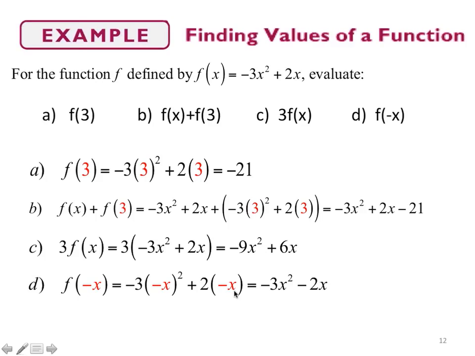Now we need to make this look a little nicer. Please recall that anytime you square a number, it's going to be positive. So we have negative x squared. That's just going to give us x squared. So we have negative 3 times x squared, that's this portion right here, and then minus 2x, which is going to be this right here.